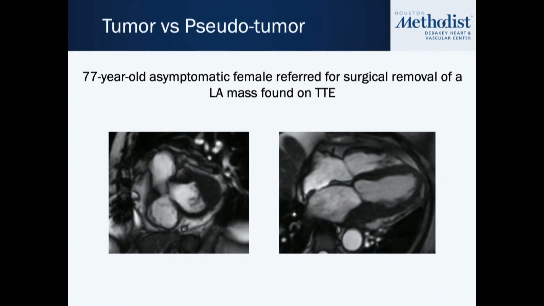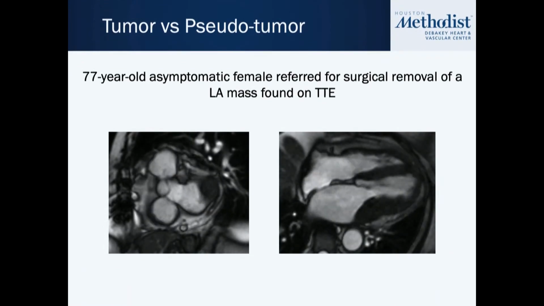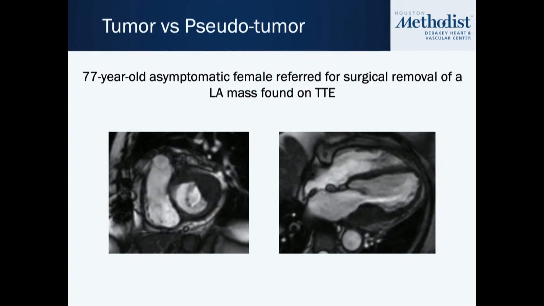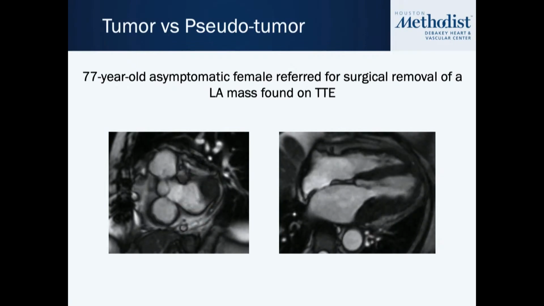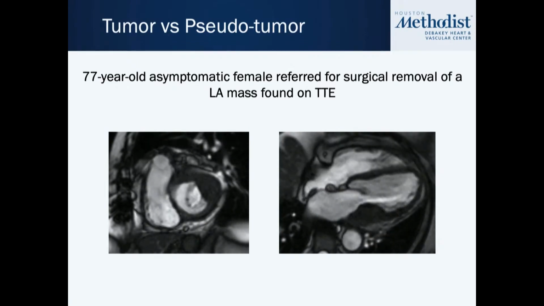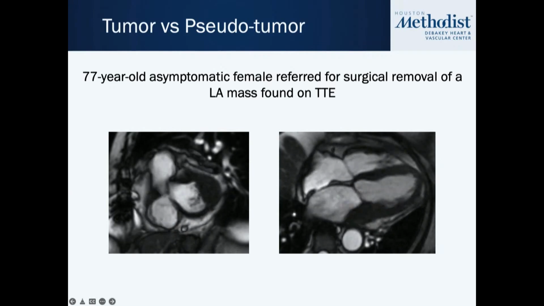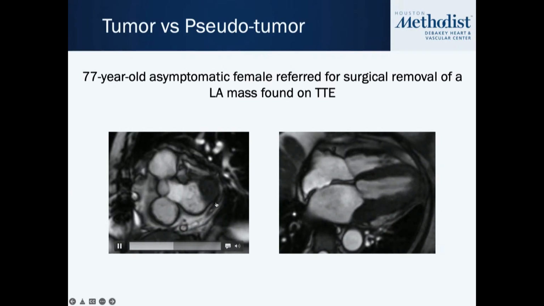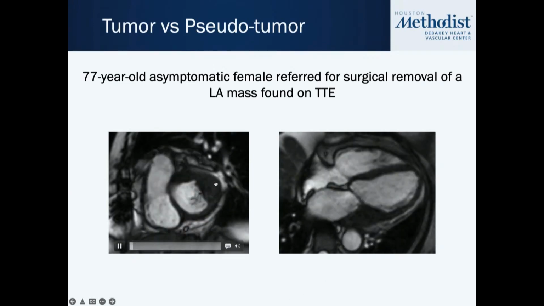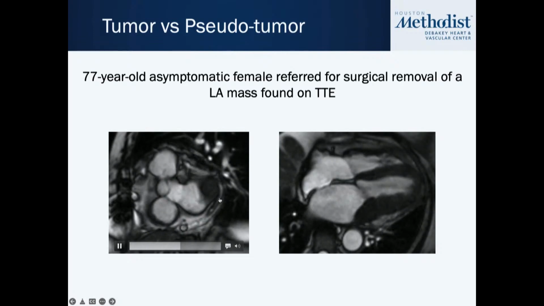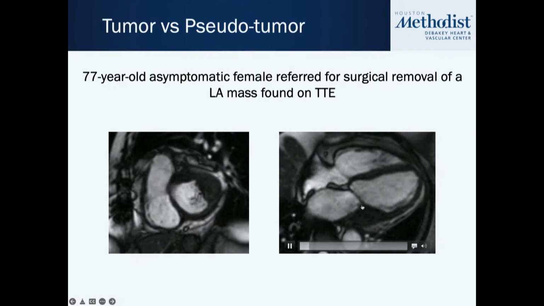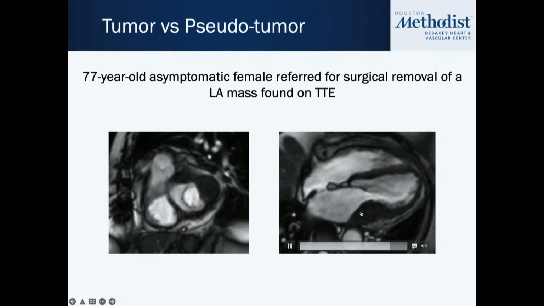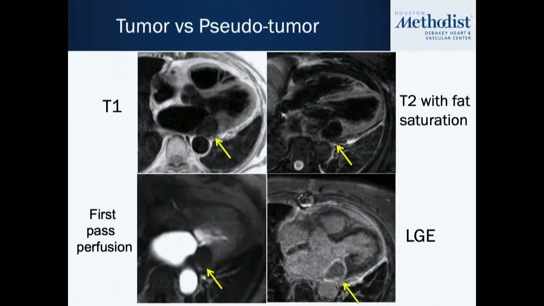One more case we have here is that of a 77-year-old female referred for surgical removal of a mass in the left atrium found on TTE. And you can see immediately here on the short axis view that you have something, a thick part of the muscle over here. Same on the 4-chamber view, something in the base of the LV and extending into the LA. This is very unusual. We'll apply the tissue characterization imaging.